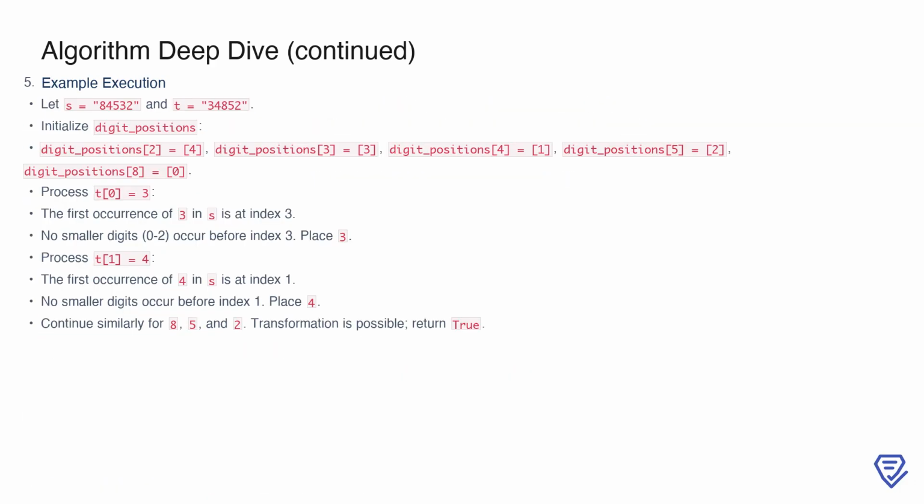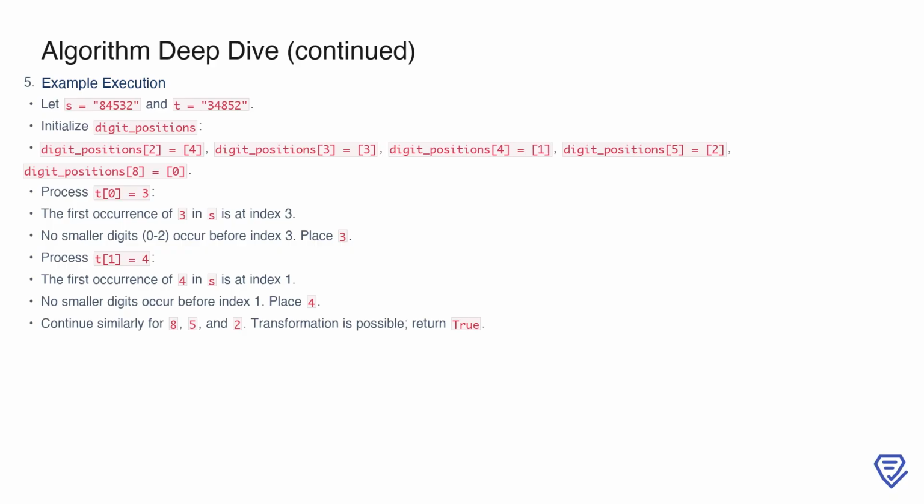Let's work through an example to see the algorithm in action. Suppose S is 84532 and T is 34852. First, we initialize digit_positions, which stores the indices of each digit in S. For instance, digit_positions[2] holds 4, digit_positions[3] holds 3, digit_positions[4] holds 1, and so on. Now, we process each digit in T.